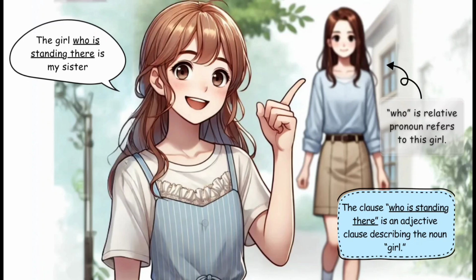You know guys, in the sentence, the clause who is standing there is an adjective clause because it describes the noun girl. And it begins with the relative pronoun who, which refers to her sister. Or we can say that this little girl is describing her sister. Without an adjective clause, she can just say like, the girl is my sister, but she wants to provide more information about which girl is her sister. Of course, it's the girl who is standing there.